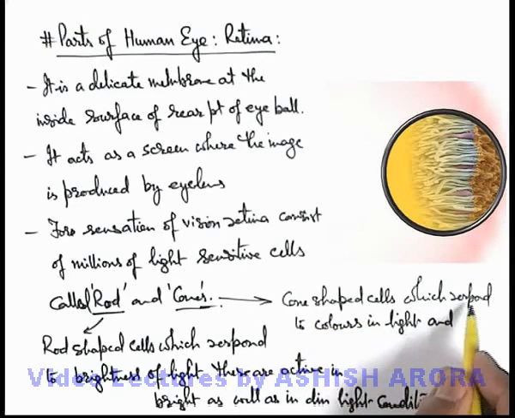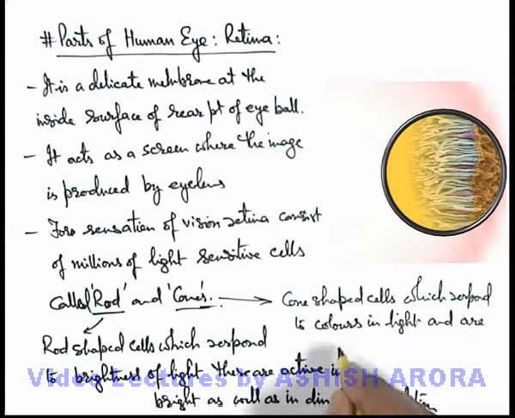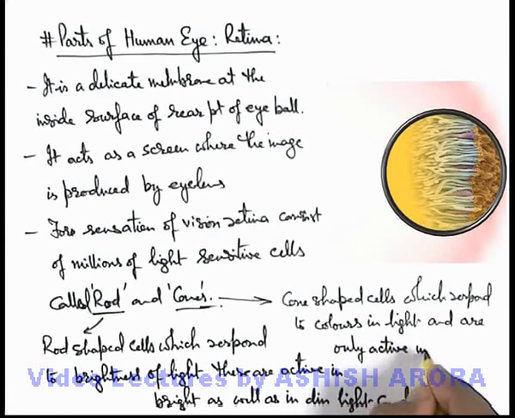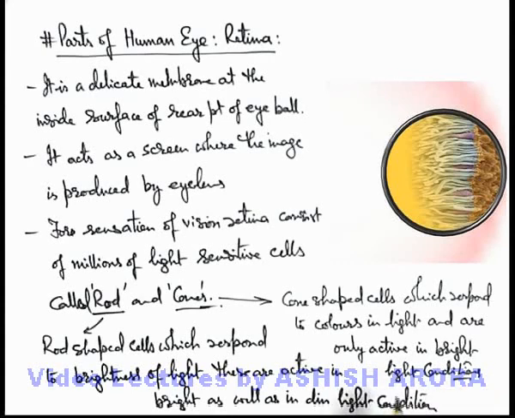So here we can write these respond to colors and light and are only active in bright light conditions so that colors can be seen. In dim light or dark zones, cone cells are not activated, so we can only sense the perception of objects in darkness rather than their color properly.